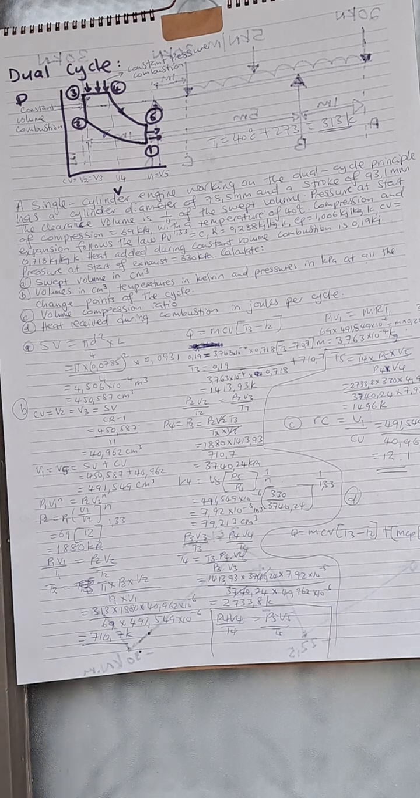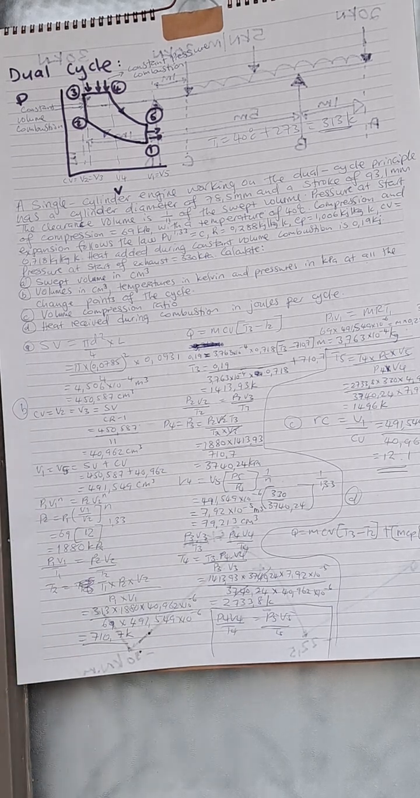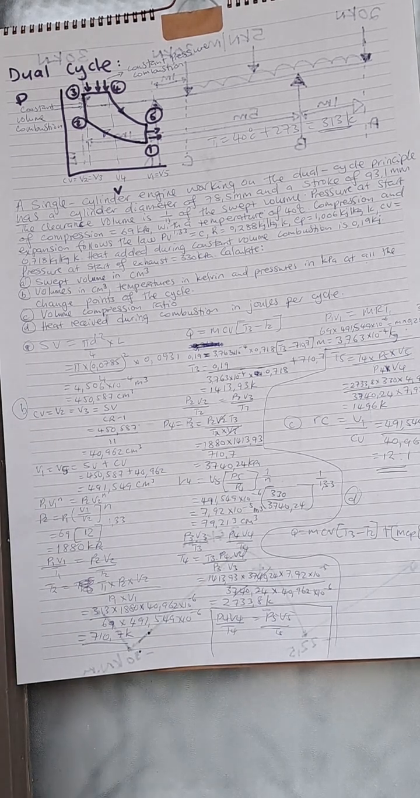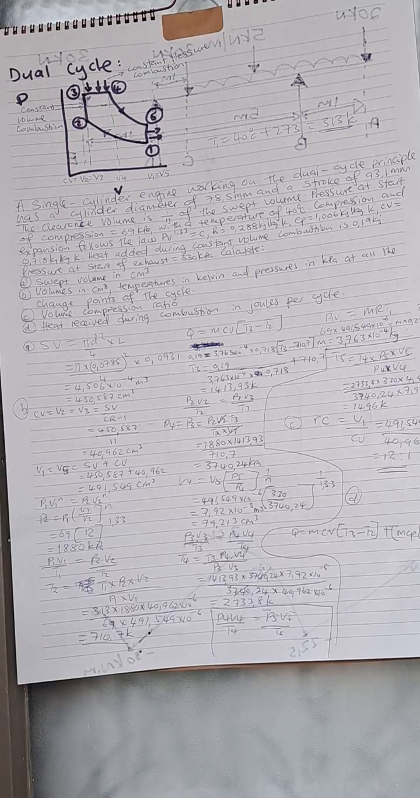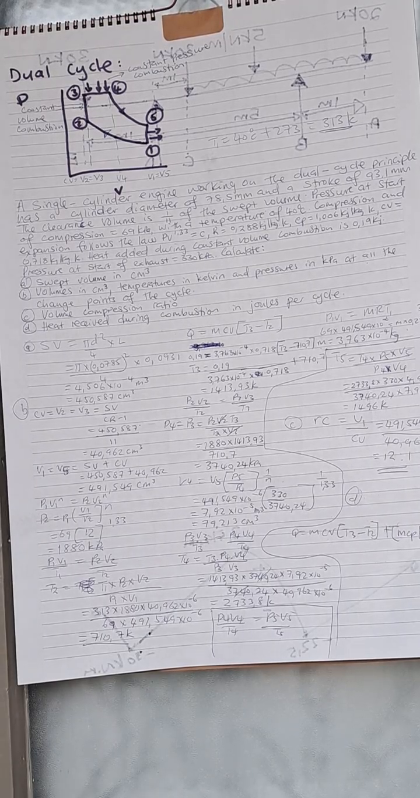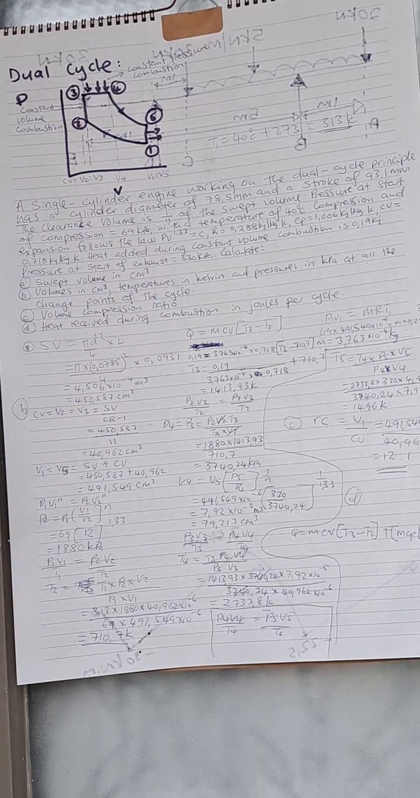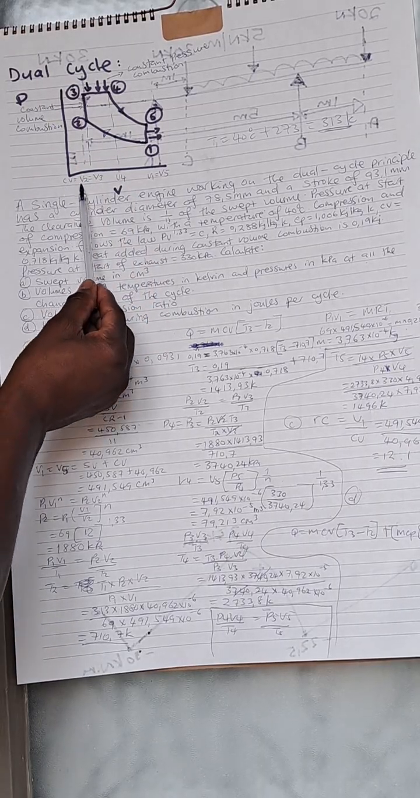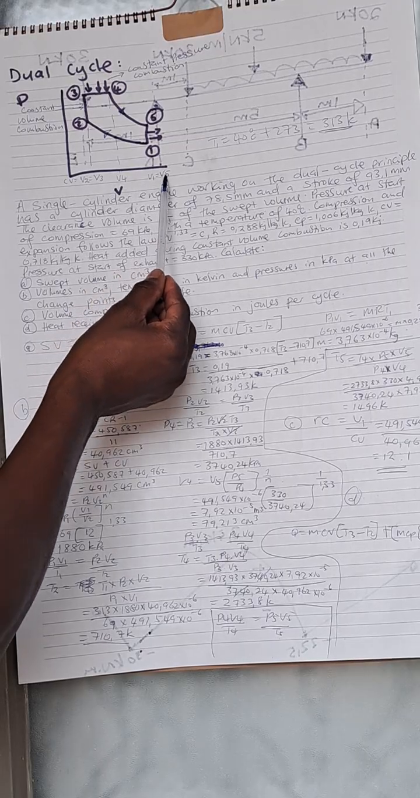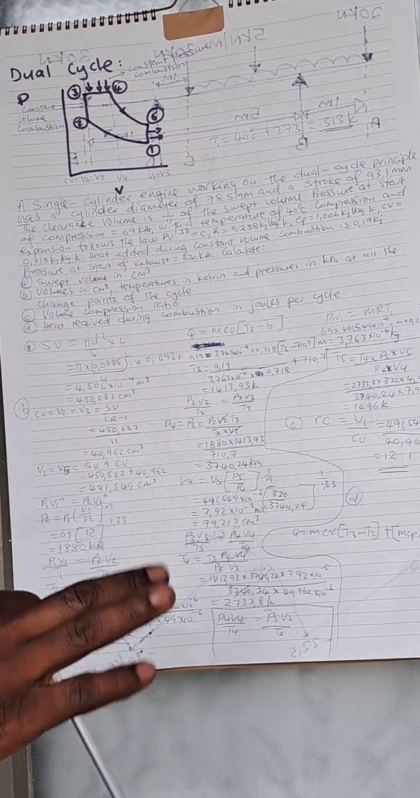So this is how you deal with a question like this. A dual cycle is a very simple process, but you must remember that a dual cycle is made in such a way that it has three volumes, which are V2, V4, and V5. Those are the three volumes that we have.